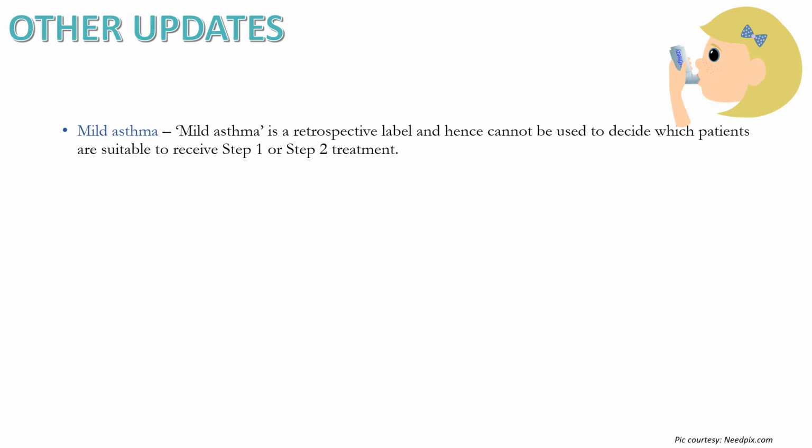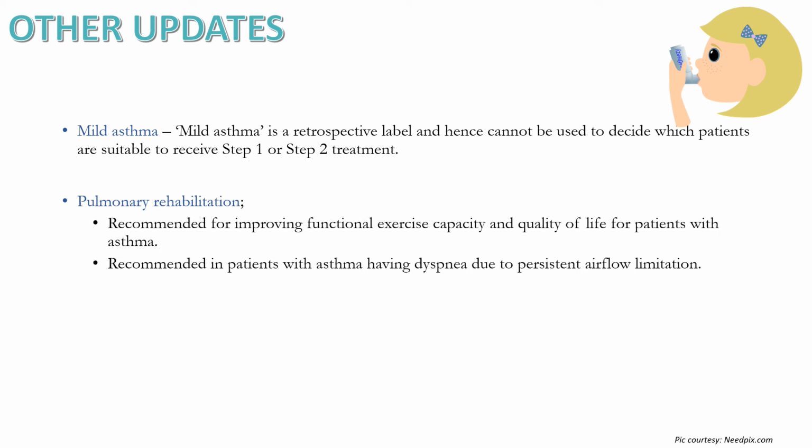There are certain other minute updates by the GINA. Mild asthma is a retrospective label, as I've already mentioned in the previous video, and hence it cannot be used to decide which patients are suitable to receive step 1 or step 2 treatment. So this term, mild asthma, should not be used, because even in patients having so-called mild asthma, exacerbations can be severe. Pulmonary rehabilitation is recommended for improving functional exercise capacity and quality of life for patients with asthma, and is recommended in patients with asthma having dyspnea due to persistent airflow limitation because of permanent remodeling of their airways.